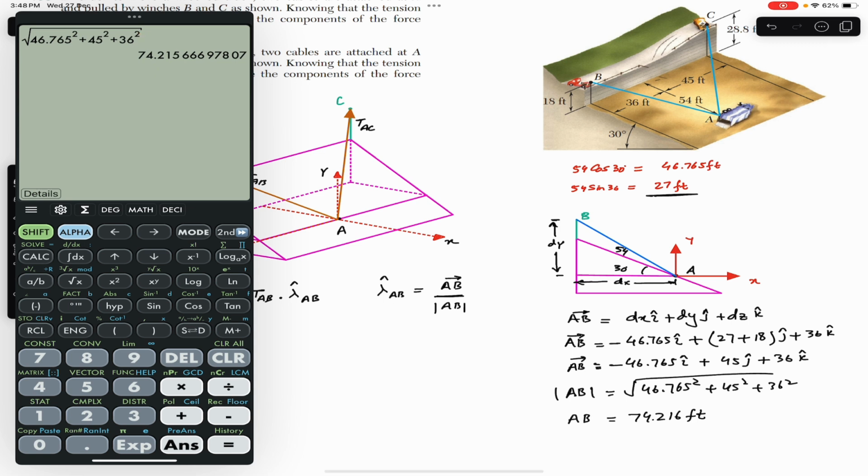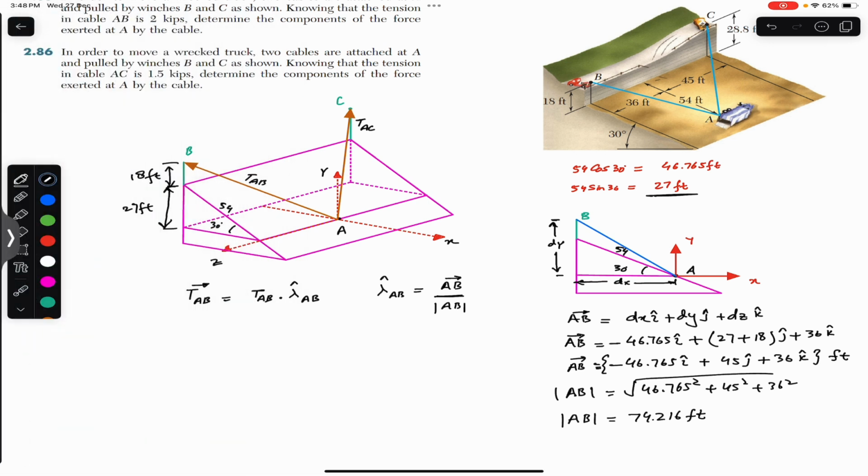The units will be in feet since dx, dy, and dz are also in feet. So the units of this are in feet, and similarly this is in feet as well. So the magnitude of the position vector is 74.216, or we can say that the length of the rope from A to B is 74.216 feet.